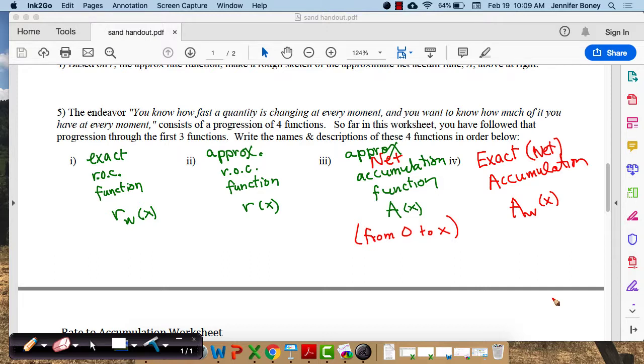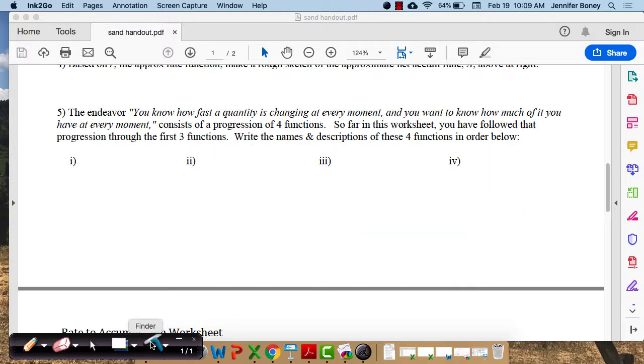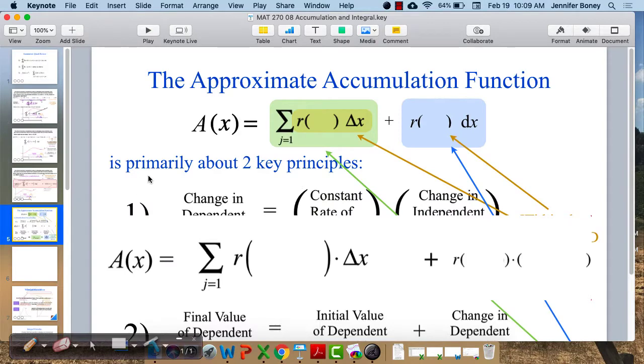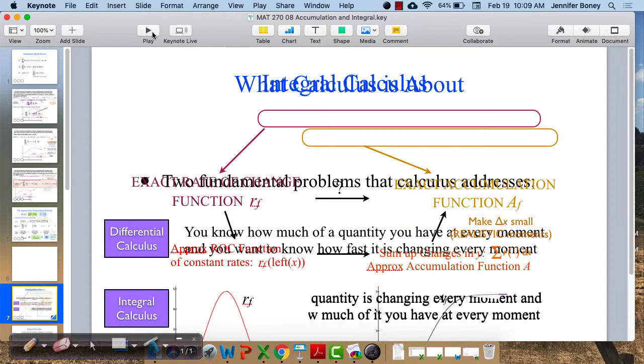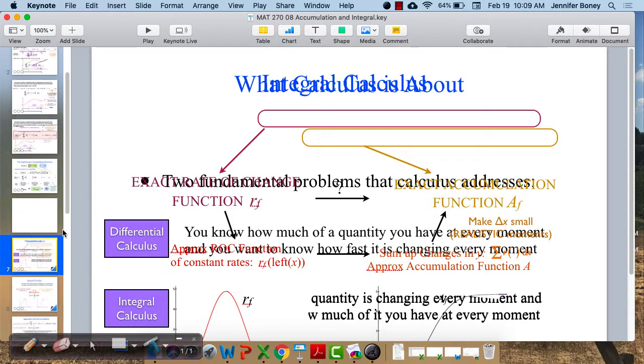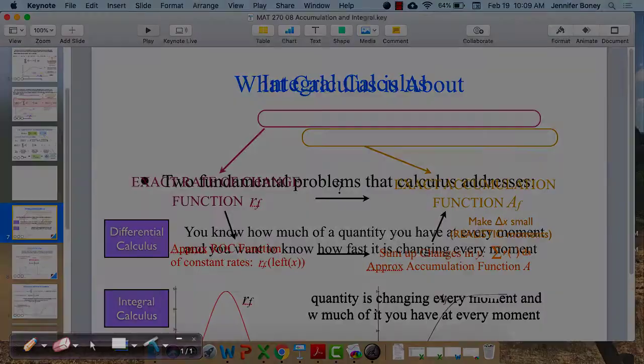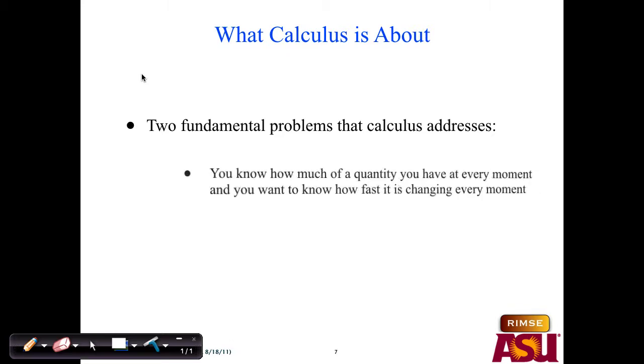But what I want to talk about before we're out of time today, just quickly, is the notation for this exact net accumulation. So let me get this out of the way. That is not what I wanted to look at. Yeah, this will do.